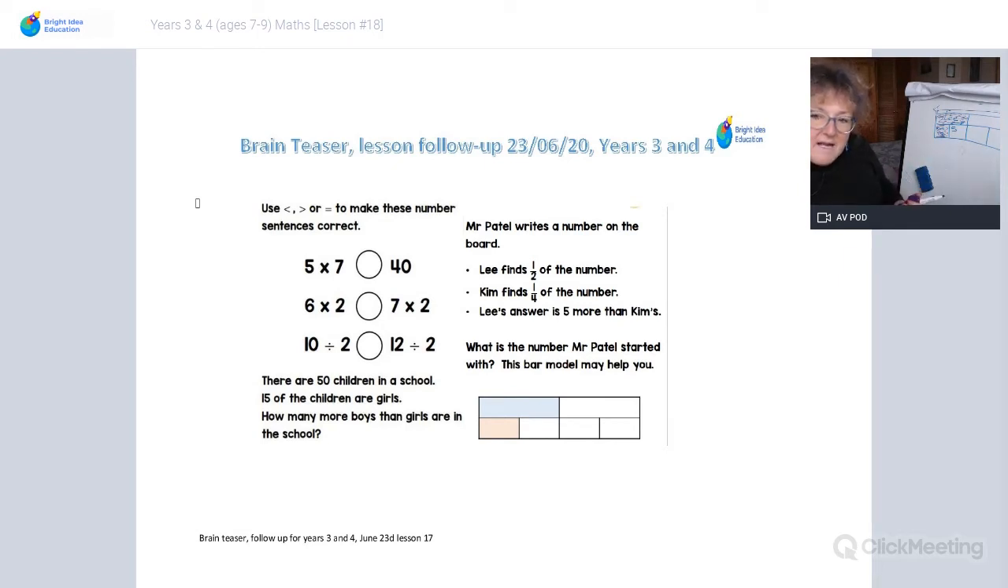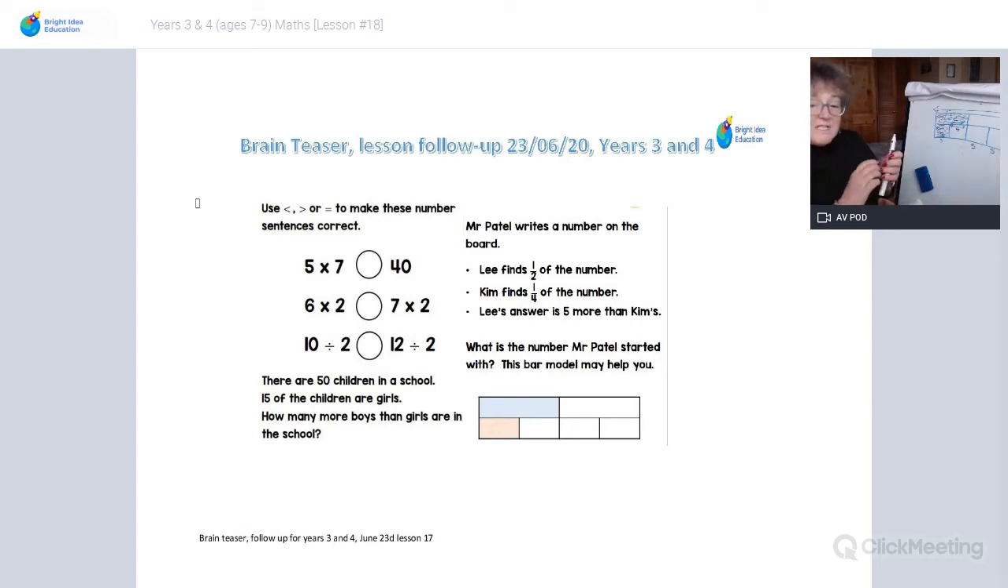Lee's answer is 5 more than Kim's. So Lee's got a half, Kim's got a quarter. We know that 2 quarters make a half, and Lee's answer is 5 more. So a quarter must be 5, because half is twice as big as a quarter. So each quarter must be 5. So we can either say each quarter is 5, so 4 5s are 20, or we know that Lee's half must be 10, 2 10s are 20.